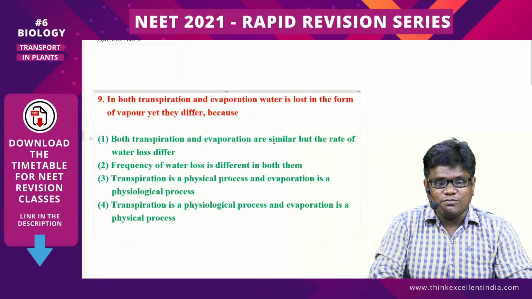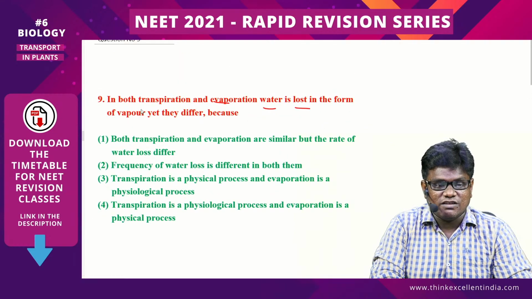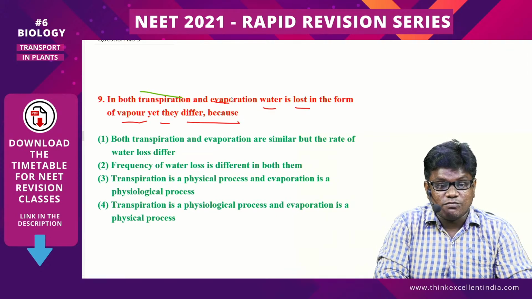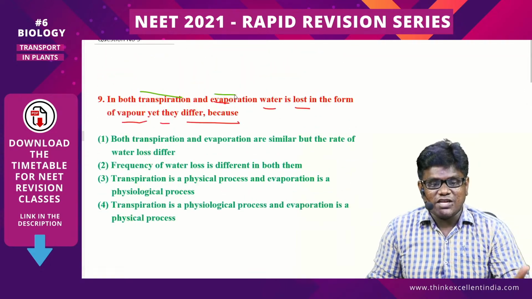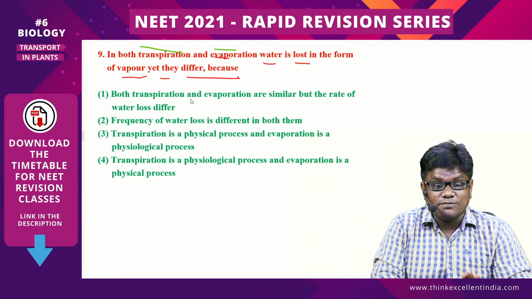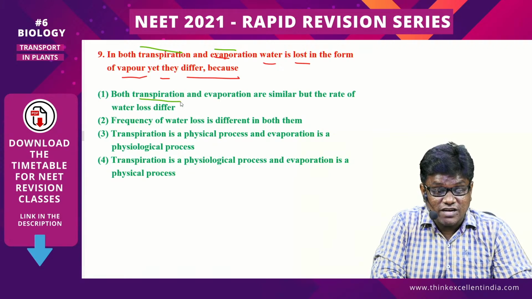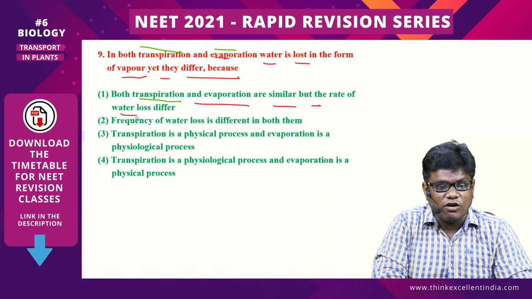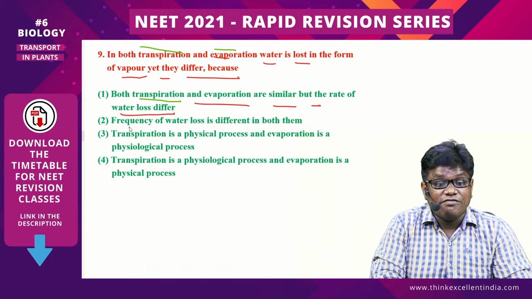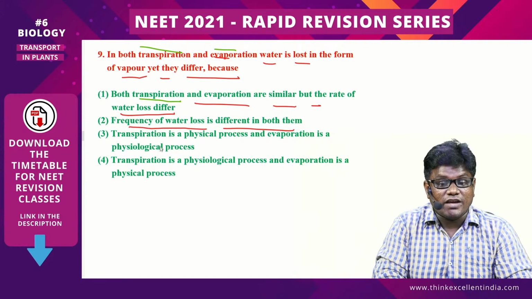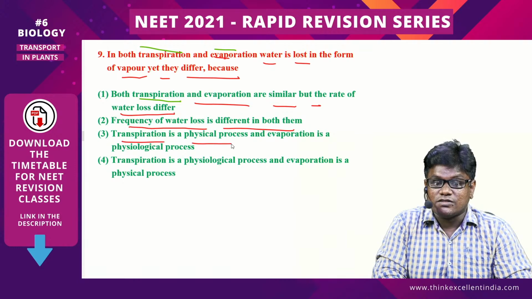And both in transpiration and evaporation, water is lost in the form of vapor, yet they differ. Here you can see the transpiration process and the evaporation process. Transpiration and evaporation are not the same. Let's see what evaporation is and what transpiration is. Both are similar, but the rate of water loss differs. First option: frequency of water loss differs in both of them. And another one, transpiration is a physical process, evaporation is a physiological process.